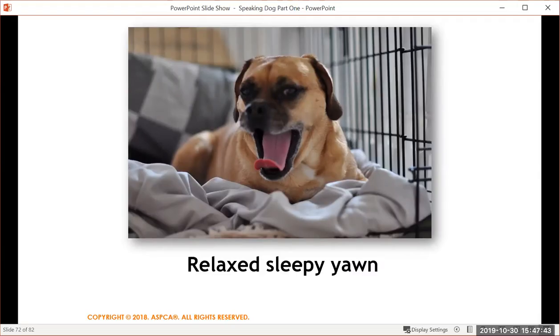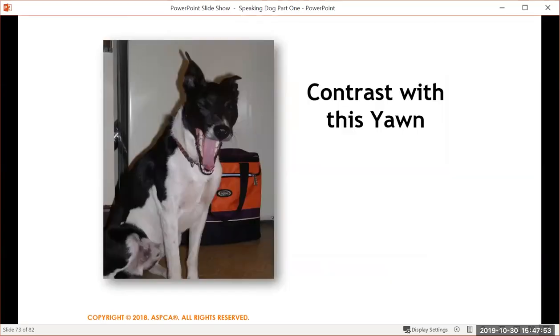So yawning. Yawning can be informative. Maybe not though. This dog is probably just sleepy. This is a relaxed, sleepy yawn. How is this yawn different? What indicates that, other than the fact that the dog is sitting and not lying down, what else would indicate that it's not a relaxed, sleepy yawn?